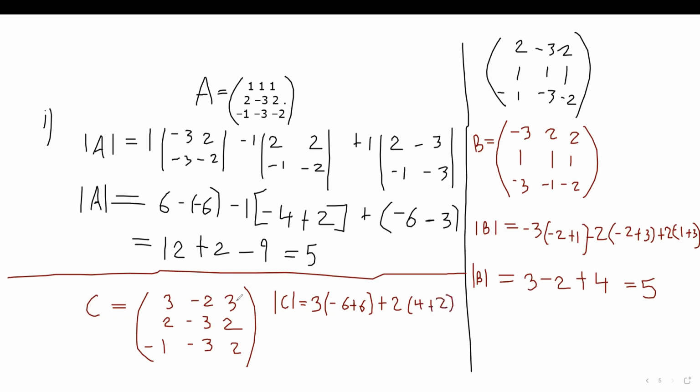Then lastly, we're going to cross out this row and this column. We're left with minus 6 plus 3. So that is now plus 3 times in bracket minus 3. Wait, let me cross it out again. Oh, it's positive 3. It's positive 3 plus 6. And then we'll work out that and we'll get the determinant of C.